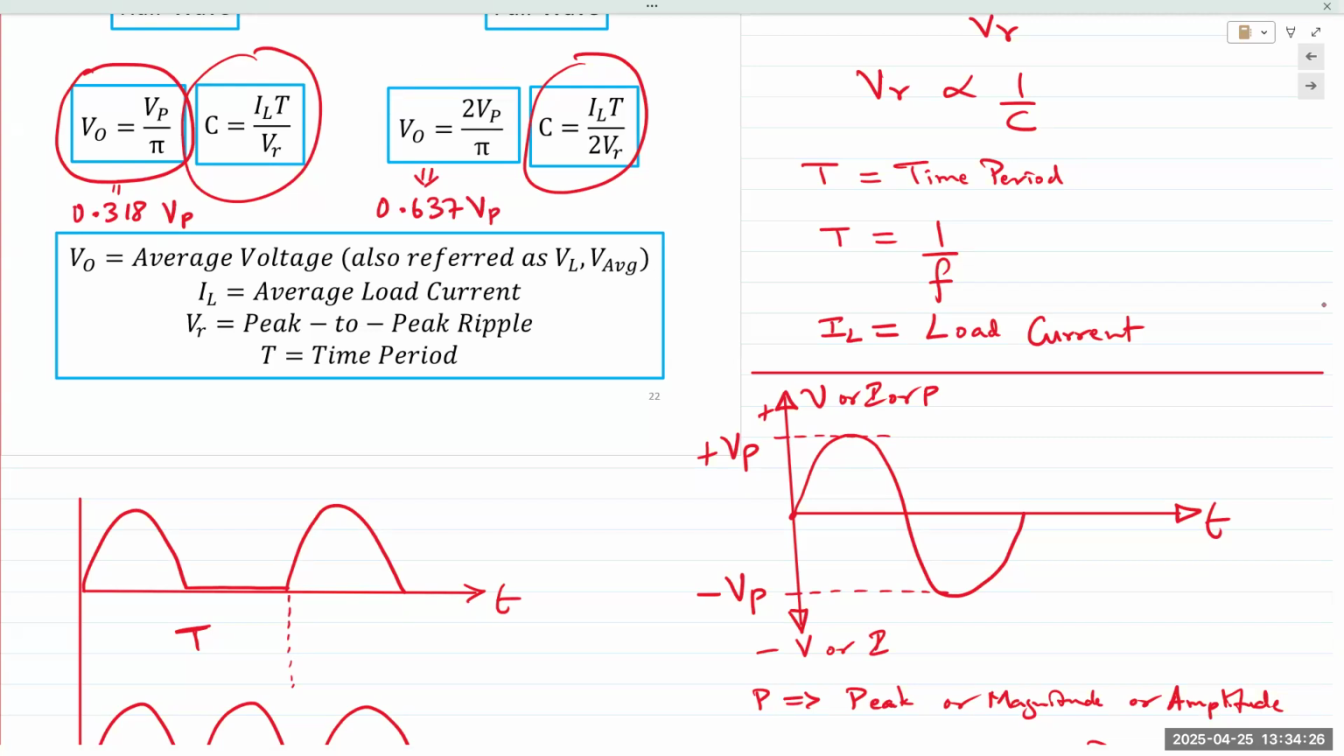All of these values are important, but the most important would be the RMS and the peak values. Okay. All right, let's take a pause. Let me know if you have any questions.